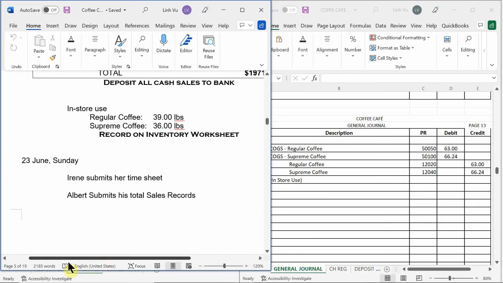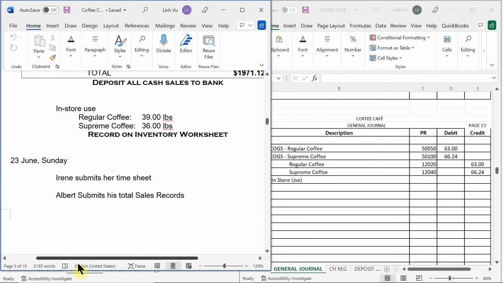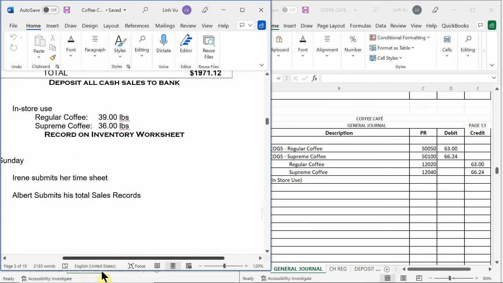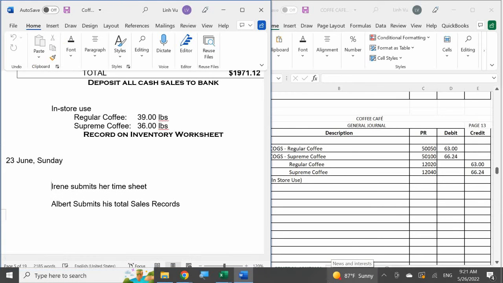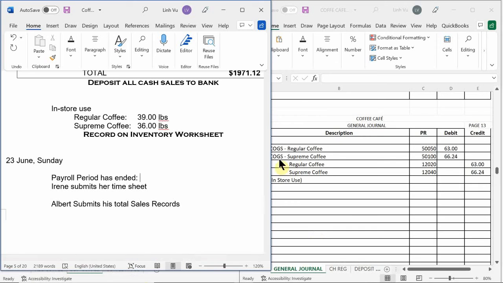So let's see, 23rd of June, Irene submits her timesheet because the payroll period has ended. Okay. Maybe I should put that in there. Payroll period has ended. And then Irene has submitted her timesheet, and then we had Albert Allen also submit his total sales records.